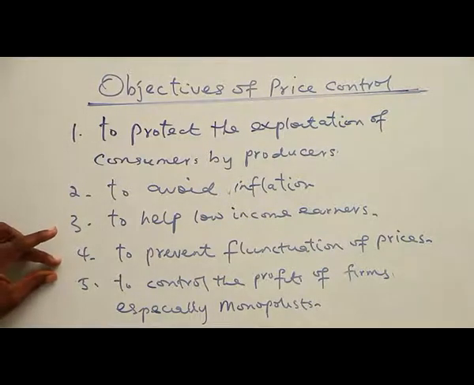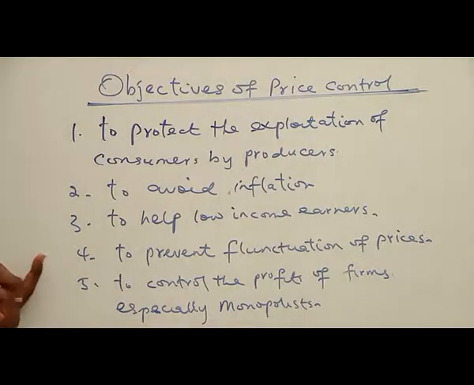The next one is to prevent fluctuation of prices. That is, in order to see that the economy is stable, and once the economy is stable, it will ensure prices of commodities being stable without having an unnecessary increase in prices of goods and services in an economy. So government tries to put control into prices in order to prevent fluctuation of prices.